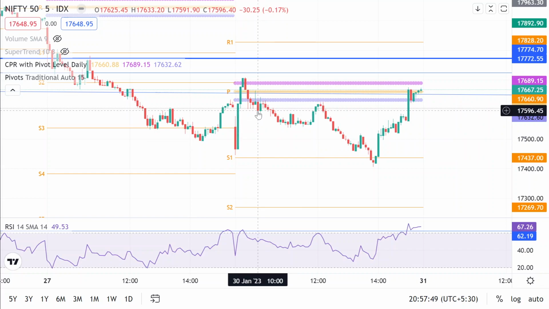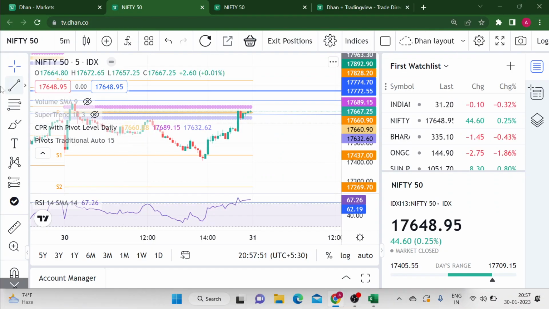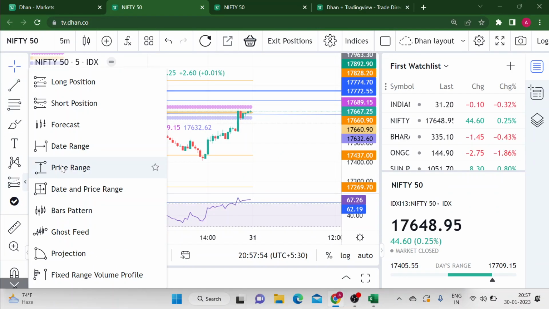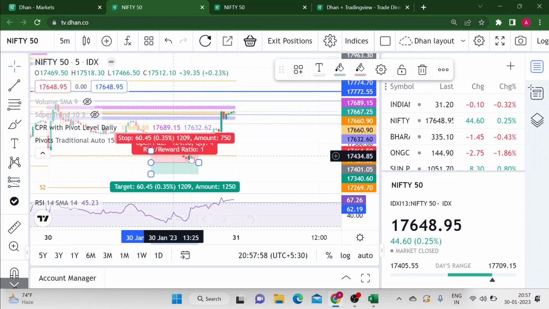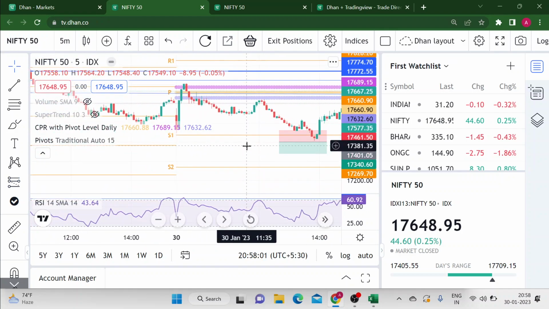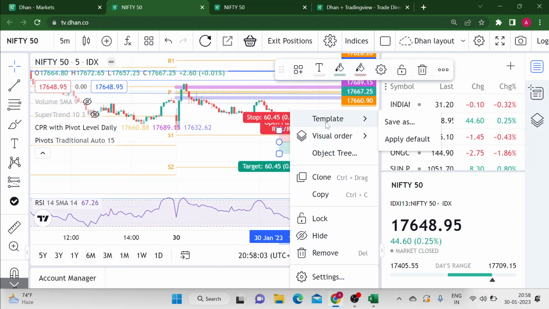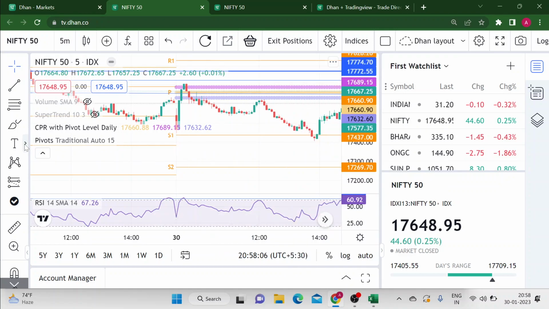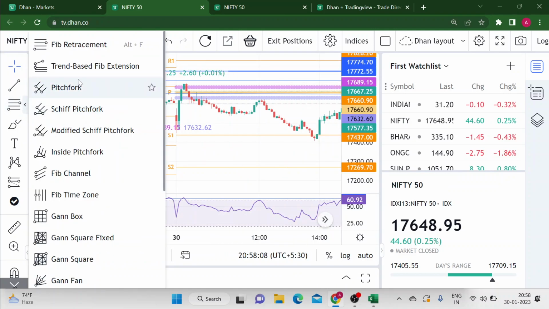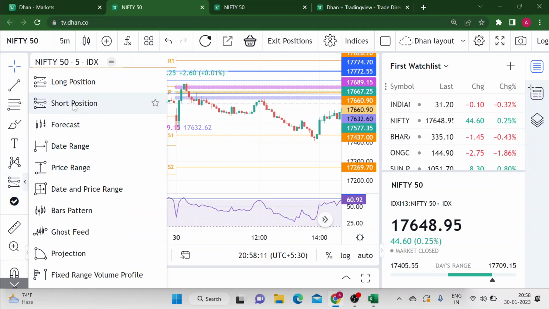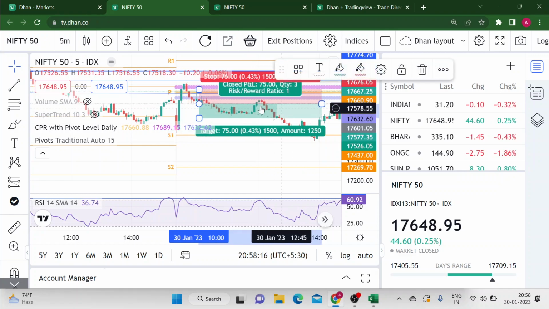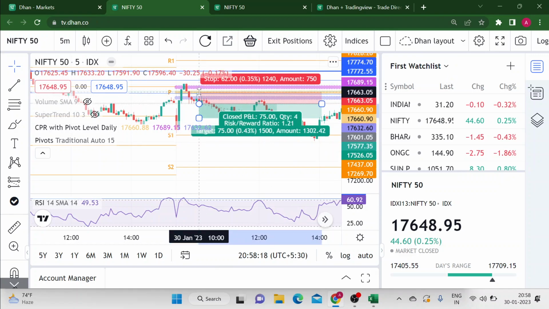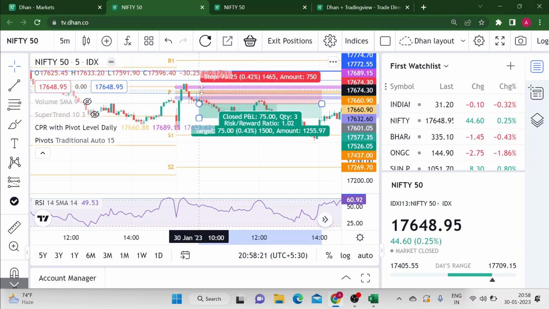Just 1 second, I'll show you better here. Sorry, I'll remove this one, this was wrongly drawn. So I'll take a short position here. This is your trade. Nothing else to do, you just keep your stop loss above that pivot.